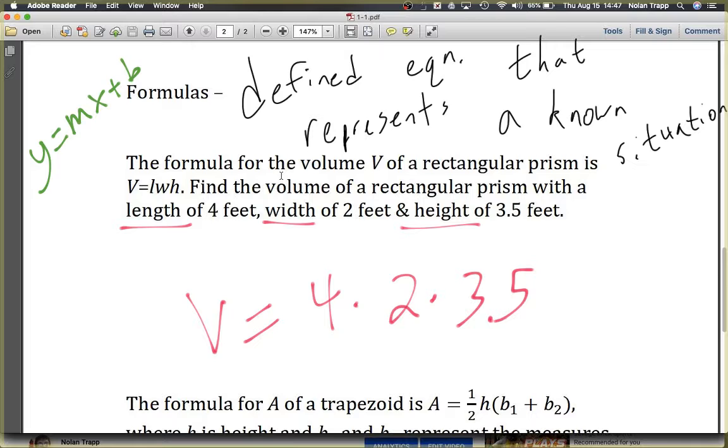So 4 times 2 is 8. 8 times 3.5 is 28. And if you remember your label rules, I had feet. I multiplied 3 things, so it's cubed.